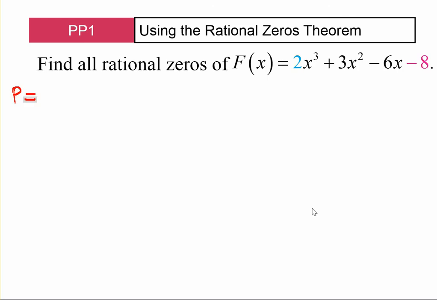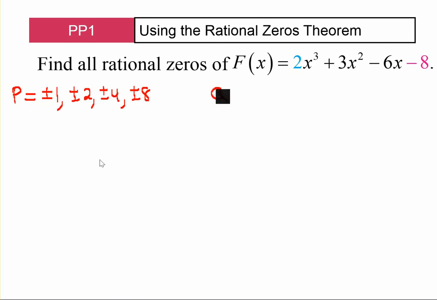So P is all the factors of the number all the way in the back. So how about all the factors of 8? Plus or minus 1, plus or minus 2, plus or minus 4, and plus or minus 8. Are we good there? Let me go over here.